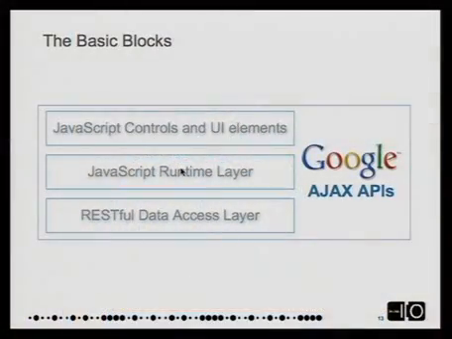Okay, so going back to Flash and other non-JavaScript environments. We have basically the basic blocks of the Google AJAX APIs. All the three APIs I just talked about are built on the same blocks. At the very low level, we have the RESTful data access layer. Right on top of it, we have our JavaScript library, or the JavaScript runtime layer. And on the very top, we have the JavaScript controls and UI elements like the slideshow, the dynamic feed gadget, and the search control. So the rest of this talk is going to focus on the very bottom layer, the RESTful data access layer.